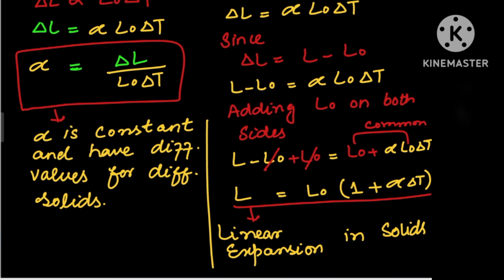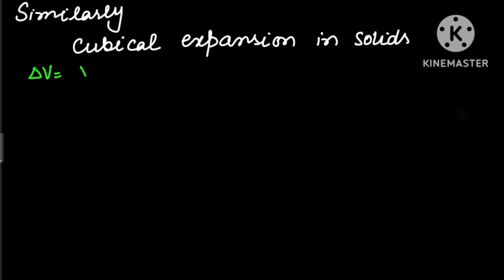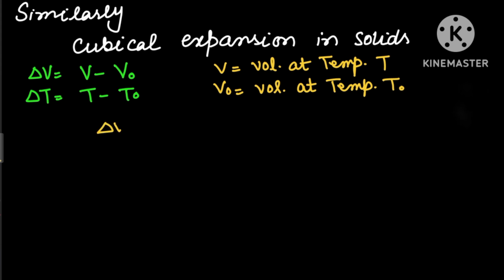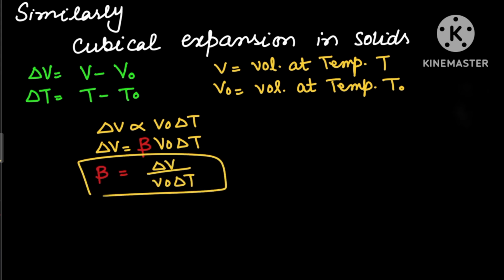Similarly, for cubical expansion, V0 is the original volume at temperature T0. V is the volume at temperature T. Delta V is directly proportional to V0 and delta T. Delta V is equal to beta into V0 delta T. Beta is equal to delta V divided by V0 delta T. Beta is the coefficient of volume expansion in solids and has different values for different solids.